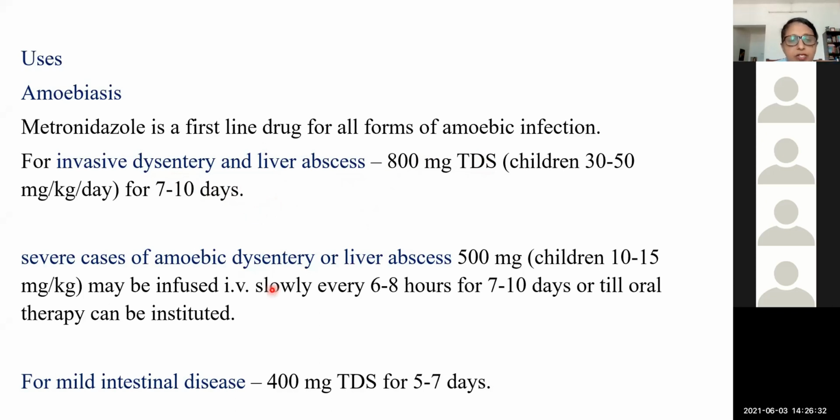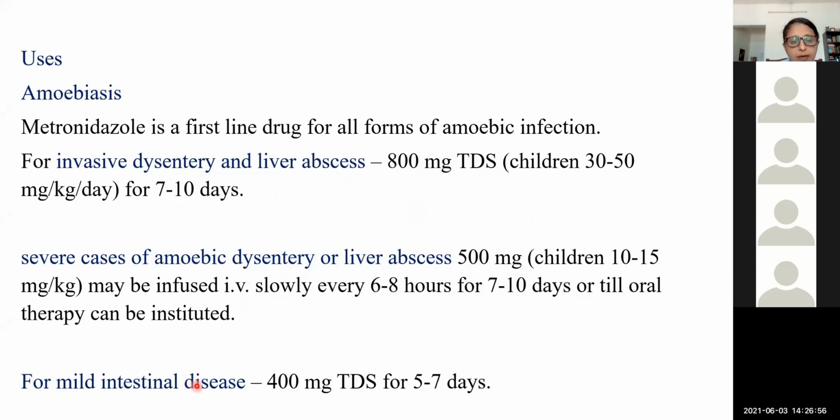And if it is severe amoebic dysentery or liver abscess, we can even go for intravenous also: 500 milligrams IV slowly every 6 to 8 hours for 7 to 10 days. Both are given for 7 to 10 days, or till oral therapy can be given. We can give IV for some 3-4 days, then later on change to 800 milligram TDS.